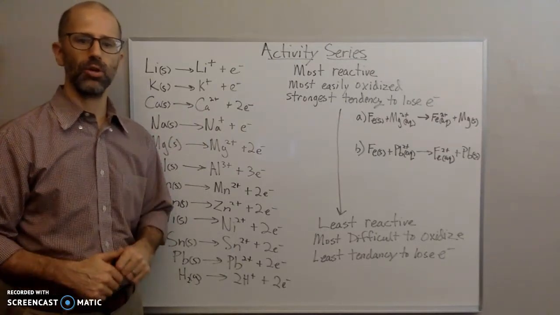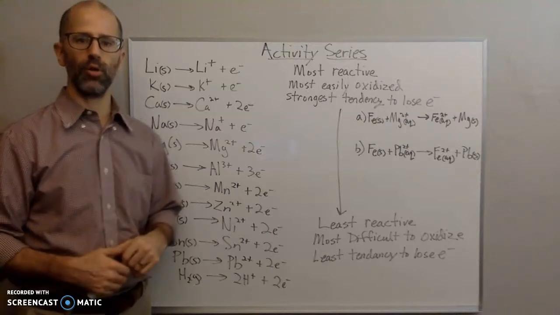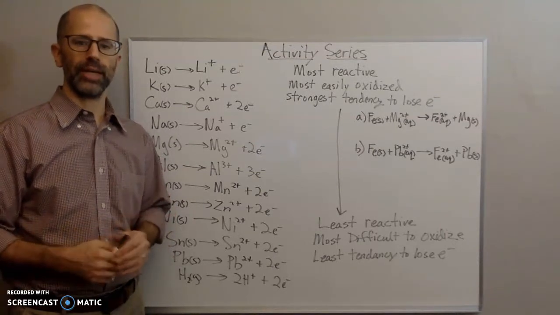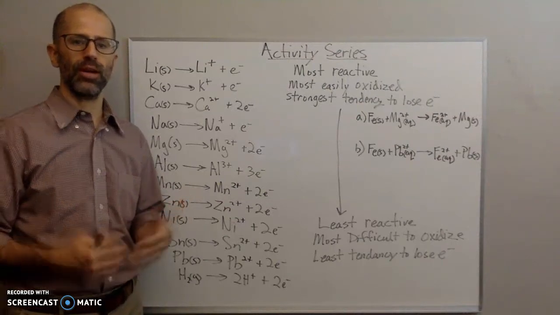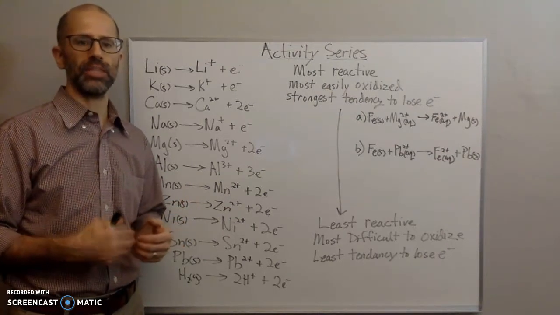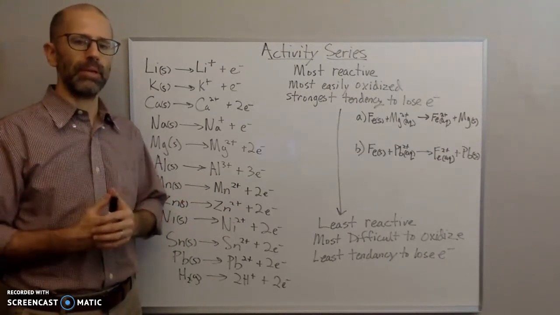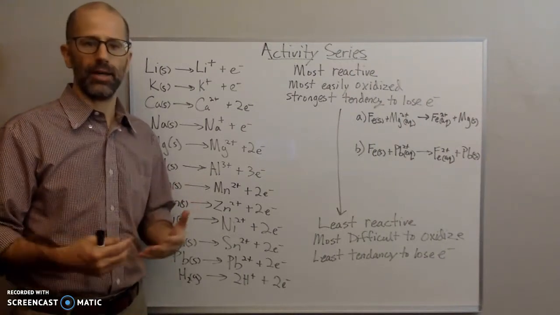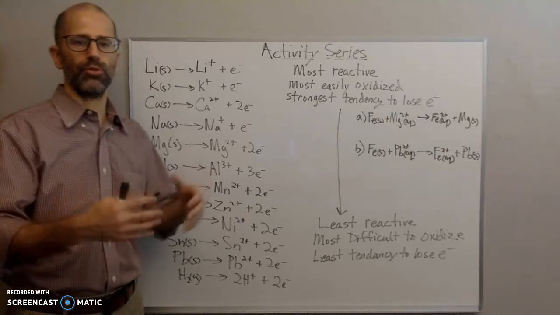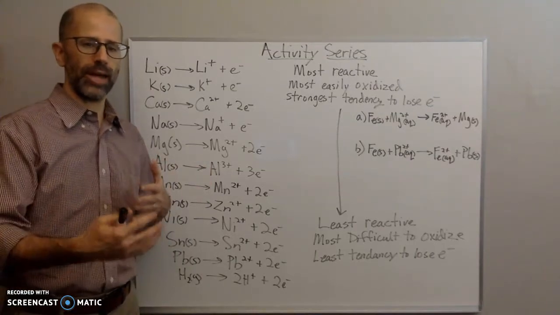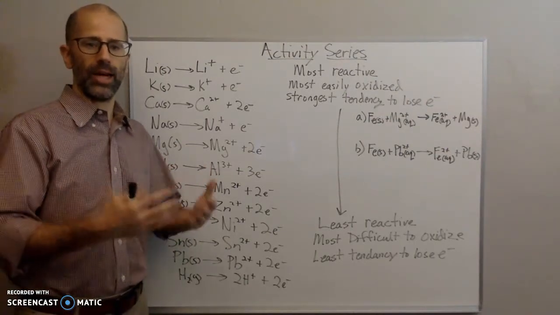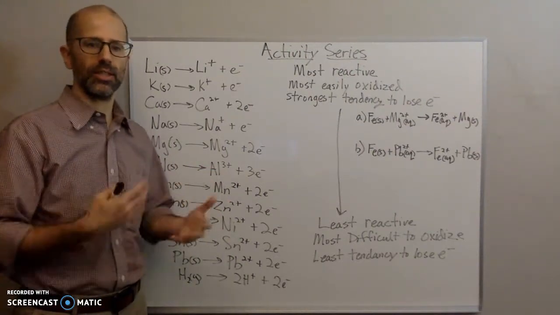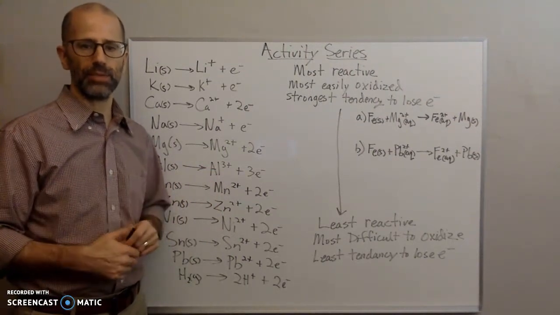My name is Mr. Cobalt and today I will be going over the activity series and using that to explain how you can determine whether a redox reaction is going to be spontaneous or not. And what I mean by spontaneous is, will it happen by itself automatically? So if I put two things together, are they going to react right away without any help from me? Or do I need to put energy into it to get it to react? And that's what we mean by spontaneous.